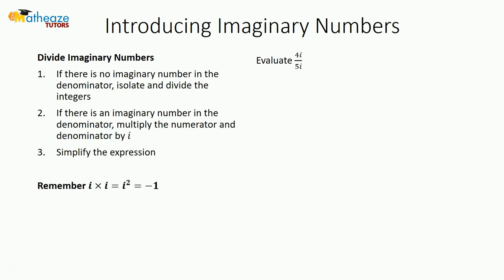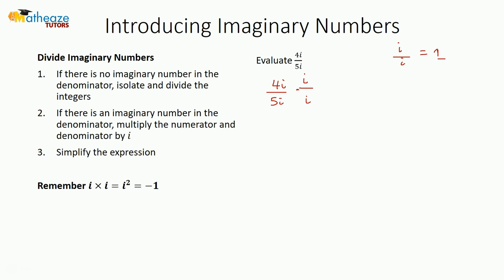Now let's look at dividing imaginary numbers. One rule we want to pay attention to is that you cannot have an imaginary number in your denominator. So one easy way to get rid of the imaginary number is multiplying it by, so we have 4i over 5i, we multiply by i over i. Remember that i over i is equal to 1. So we're actually multiplying this by 1 in order to show that we're not changing the fraction at all.